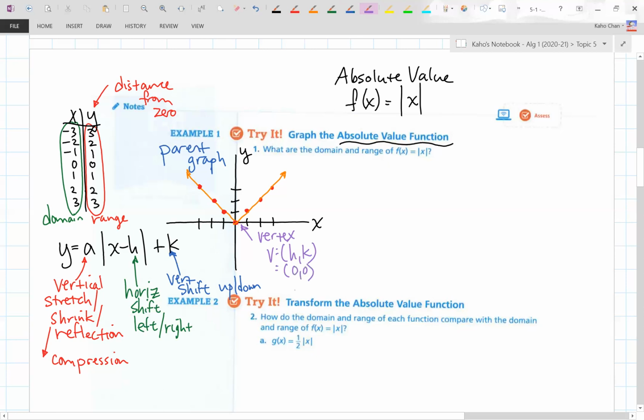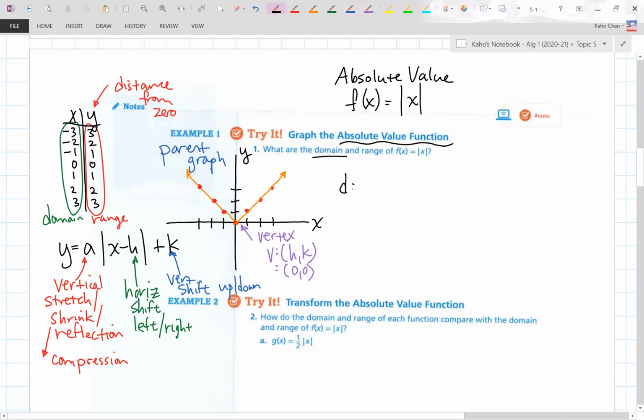When you start throwing in numbers for A's, H's, and K's, it starts manipulating that V-shaped graph, whether it's reflecting it, stretching it, compressing it, or shifting it around up and down, left and right, via the vertex. Some other things we need to talk about: the domain and range.